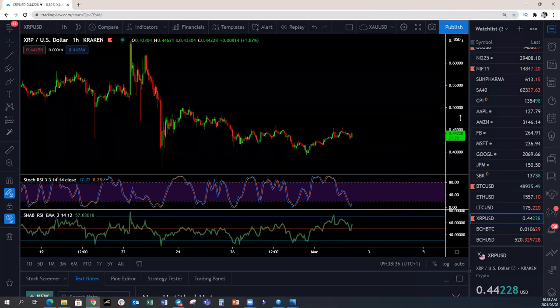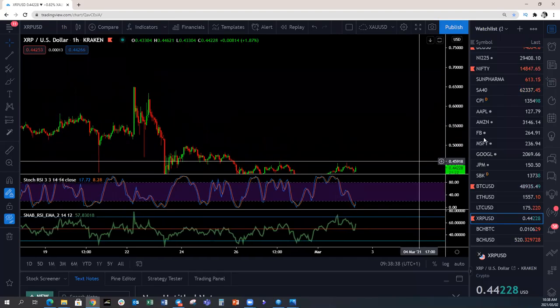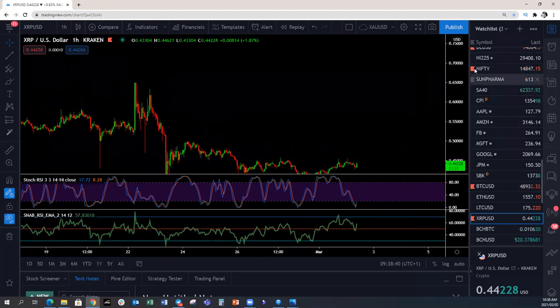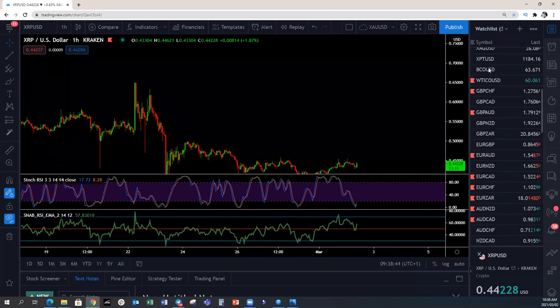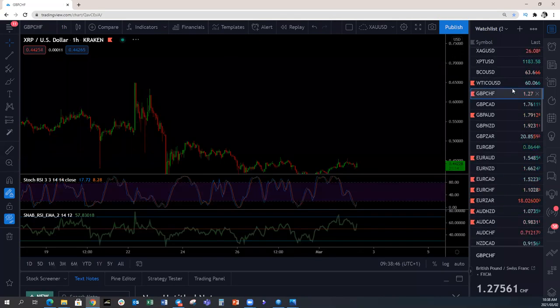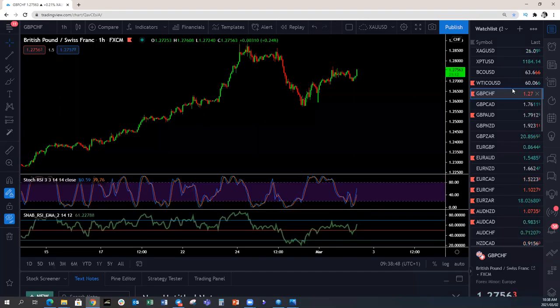Somebody's saying Pound Chief is breaking the channel now for long. Let's have a look at it. Pound Chief. Yes, that 1 hour candle must just close above there. As soon as it closes, then that's confirmation for upside.